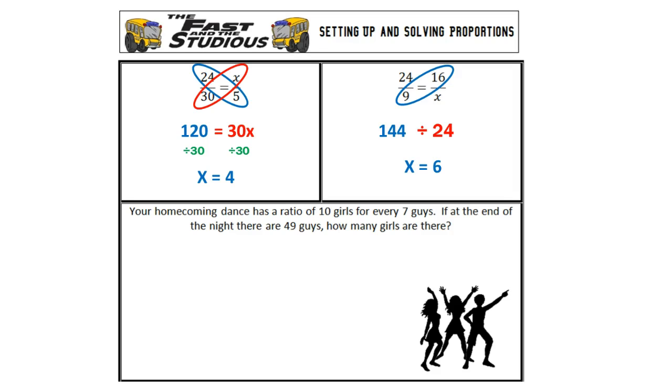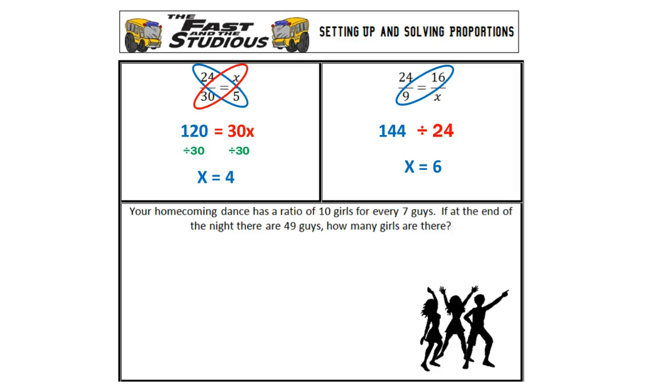It always becomes more challenging when we're dealing with math in the real world. When we have to set up a proportion before solving it, always start by finding the original ratio or original rate. In this case, your homecoming dance has a ratio of 10 girls for every 7 guys. If at the end of the night there are 49 guys, how many girls are there?